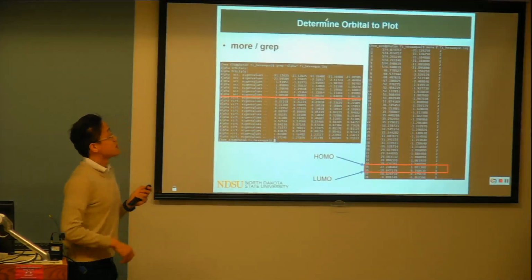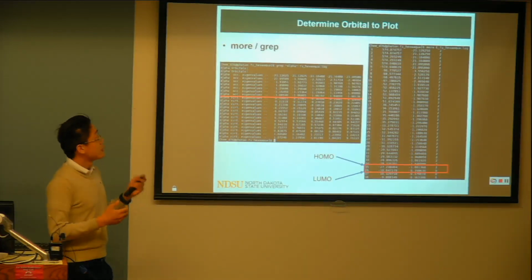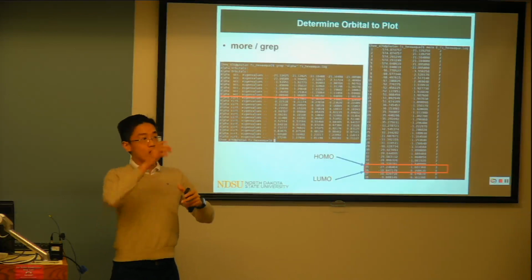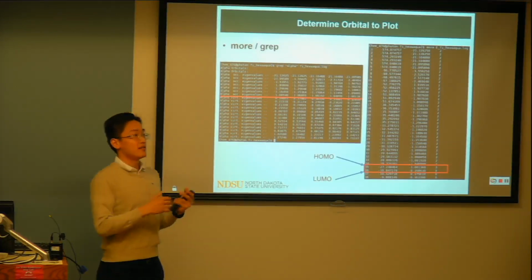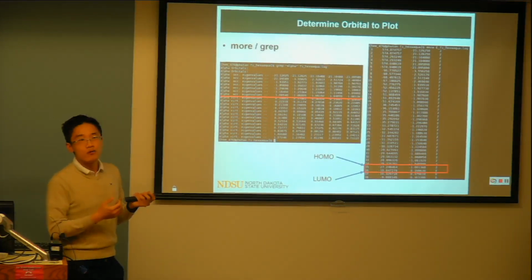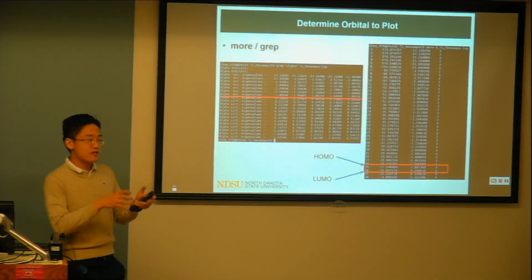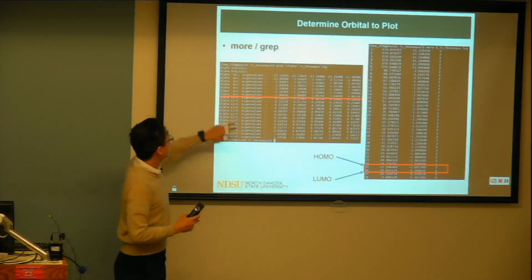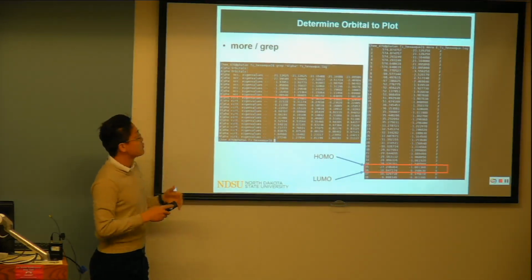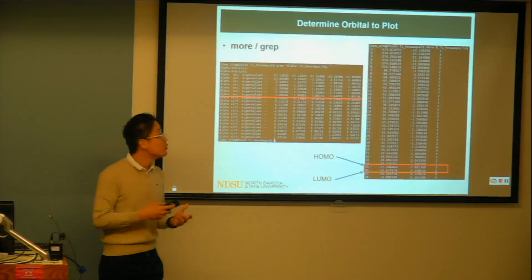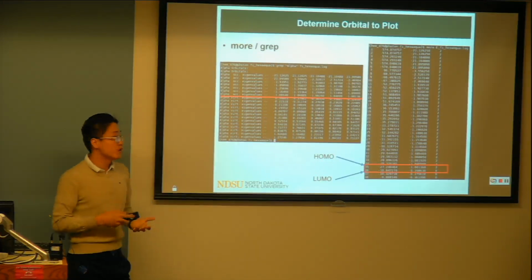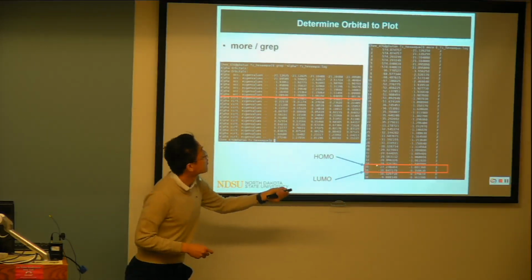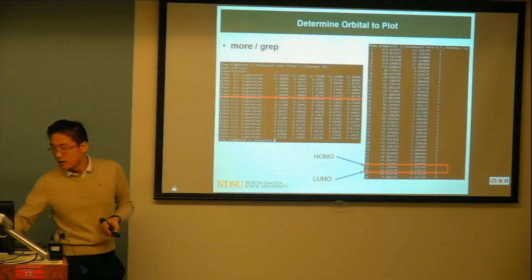And then we also need to determine which orbital to plot. So here are several options. You can use more to go through the entire file, but it takes a while, so it's better to choose grep just to extract some relevant lines. So for example here, the occupied means the lower energy, the HOMO, and the virtual means the high energy, the LUMO. So here we can determine which orbitals we want to plot.